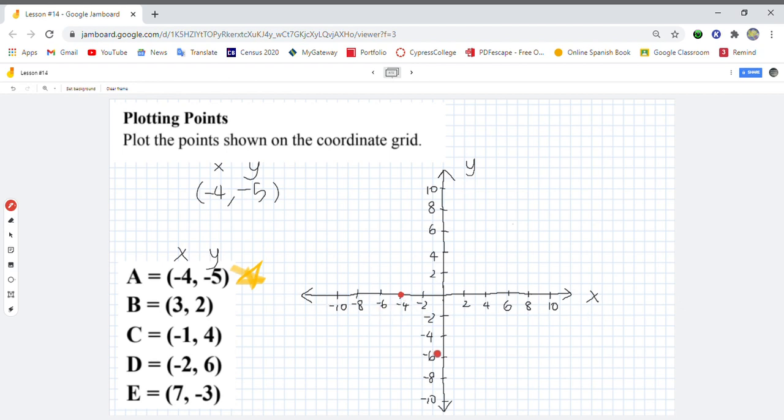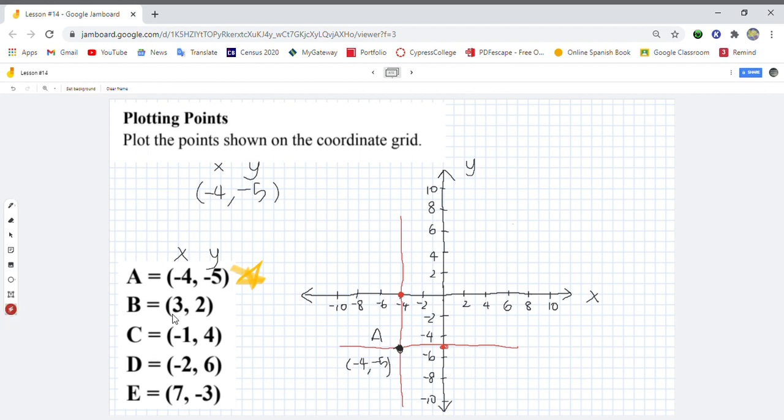So -5, I'm going to plot -5 on the y line over here. Now this isn't our final coordinates, it'll just be a setup. For x, I'm going to draw a vertical line like this. And for the y, I'm going to draw a horizontal line like this. If you notice, these two lines intersect at a single point. And this single point is what we will call point A with the coordinates of -4 and -5.